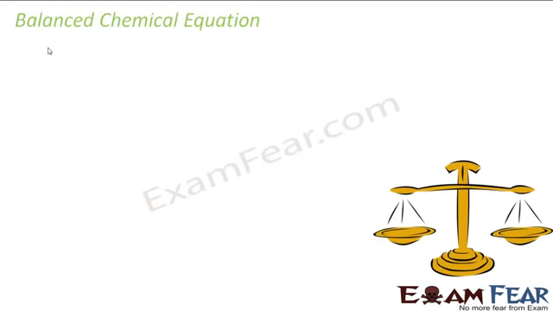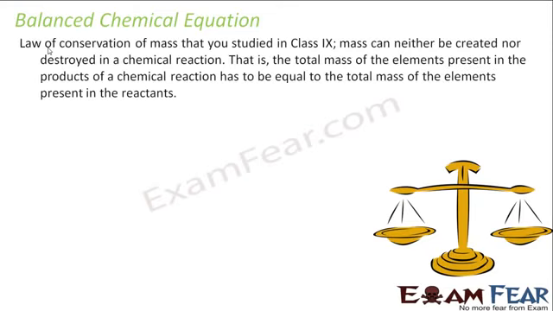So the basic principle of a chemical equation is that it should be balanced, because the law of conservation of mass that we have studied in class 9 says that mass can neither be created nor destroyed in any chemical reaction. You can't create or destroy any element in any chemical equation. That is, the total mass of elements present in the products of a chemical reaction has to be equal to the total mass in the reactants. So this side is the reactant and this side is the product. The mass has to be the same.